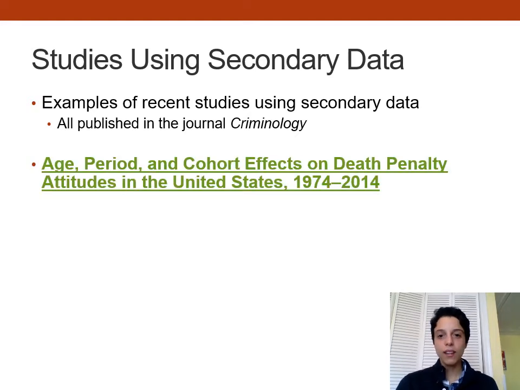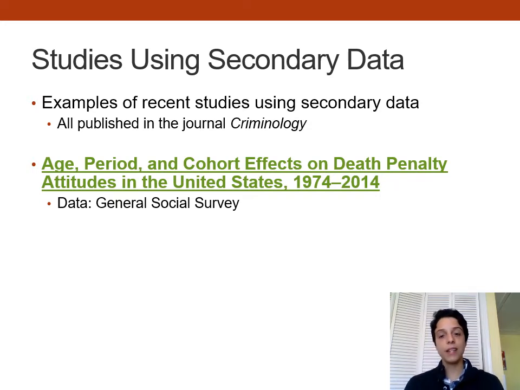So the specific studies here aren't that important. You can click through to them if you're interested. But these are types of studies that have been done using secondary data sources. These authors used that General Social Survey I mentioned to do a big study on death penalty attitudes in the United States from 1974 to 2014.